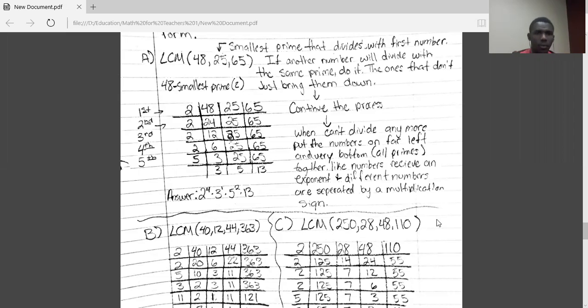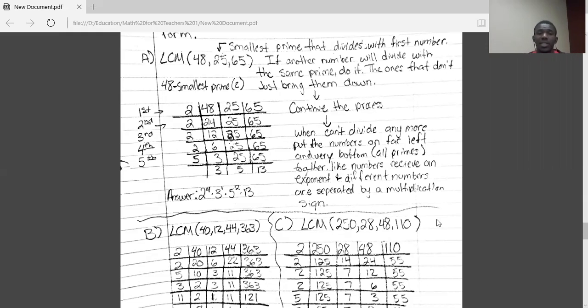So let's just jump all the way down to where it says 6. And then I can do 6 divided by 2, 3. Boom, right there, down. So now I have in that row 3, 25, and 65. And then I want to divide 25 and 65 by 5. And then on the very bottom, I have 3, 5, and 13, which are all prime numbers.